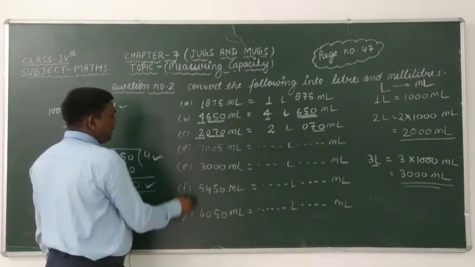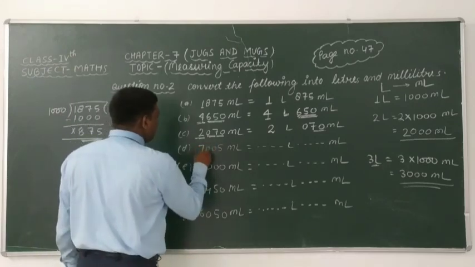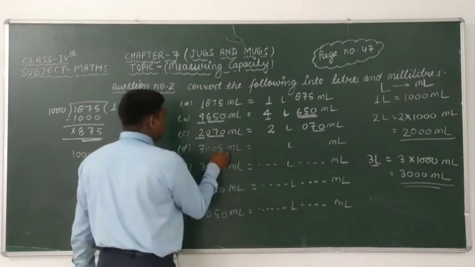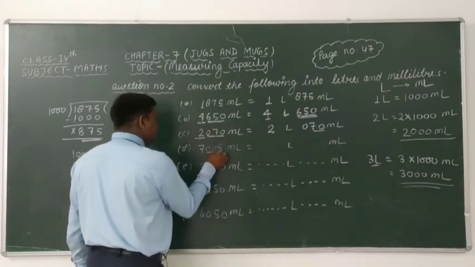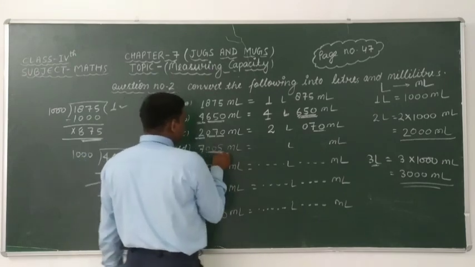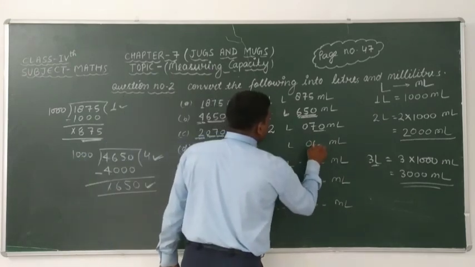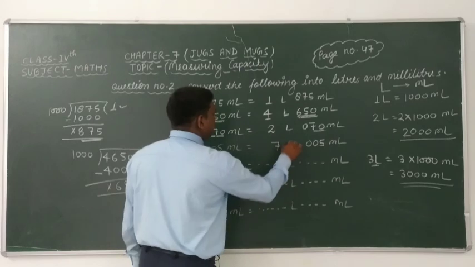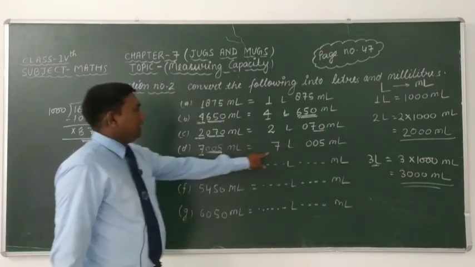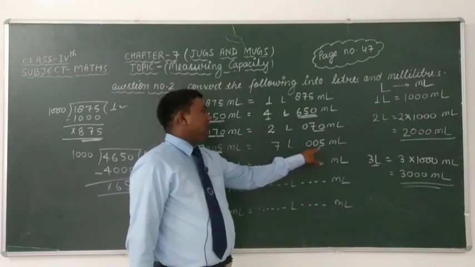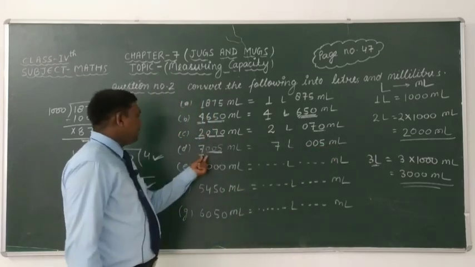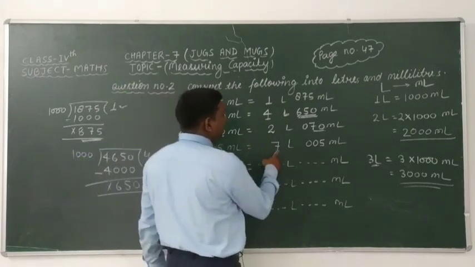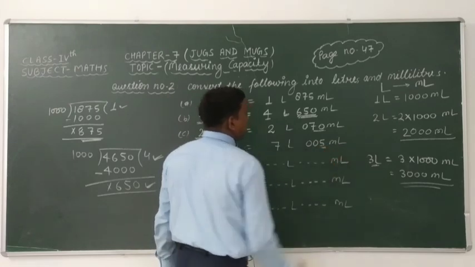Similarly, we have to solve all given questions. Look, here given that 7005 milliliter is equal to, students. Here we have to take the last 3 digit number and write it in milliliter and the rest digit we can write in liter. Therefore, here we can write 7 liter 005 milliliter. It means that 7005 milliliter is equal to 7 liter 5 milliliter.